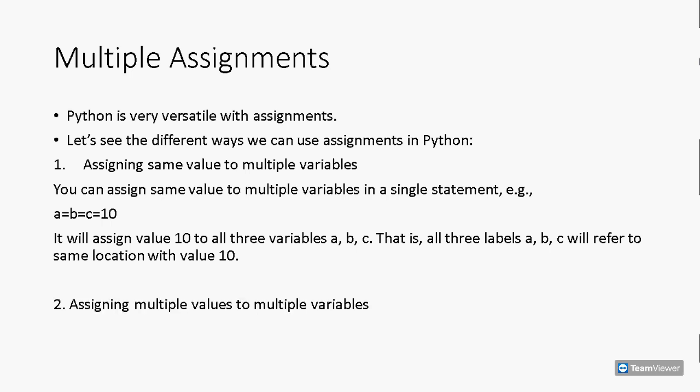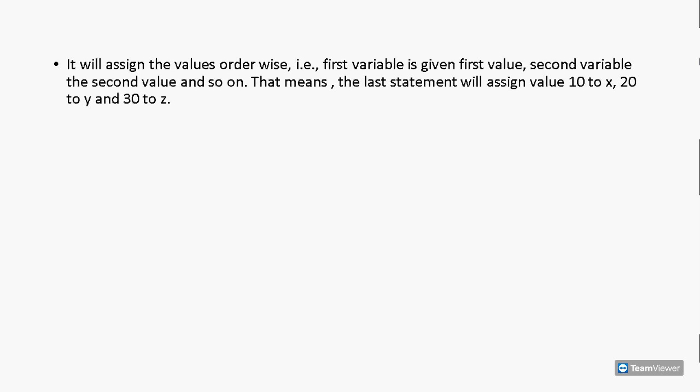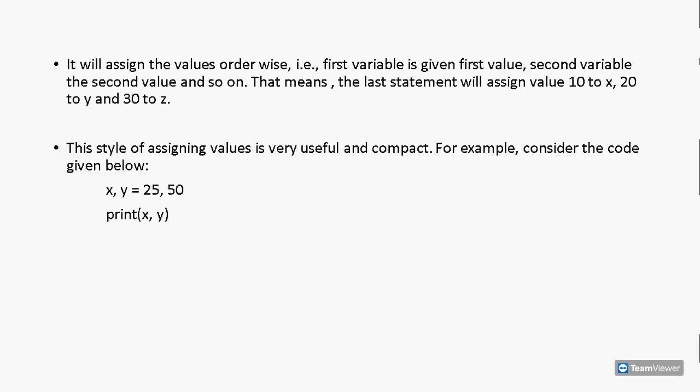Second, assigning multiple values to multiple variables. You can even assign multiple values to multiple variables in a single statement. Example, x, y, z equal to 10, 20, 30. It will assign the values order-wise. That is, first variable is given the first value, second variable is given the second value, and so on and so forth. That means the last statement will assign value 10 to x, 20 to y, and 30 to z. This style of assigning values is very useful and compact.